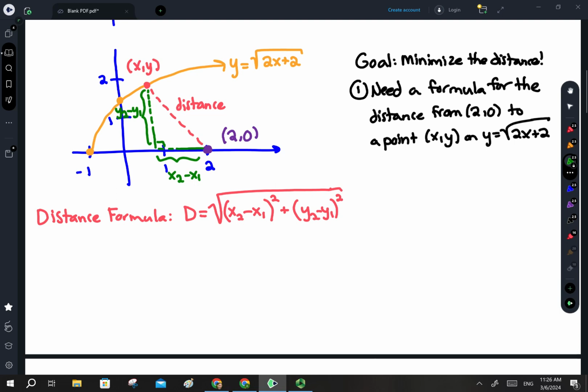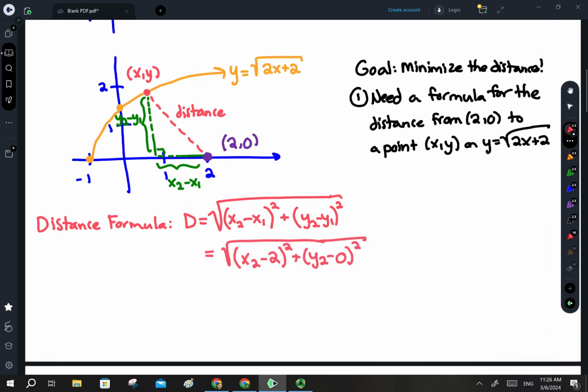Now this problem is very specific because we care about a very specific point, 2, 0. So the first thing we can do is rewrite our distance formula, replacing x1 with 2 and y1 with 0, so that we're looking at the distance from a point xy to the point 2, 0, like the problem asks us to.